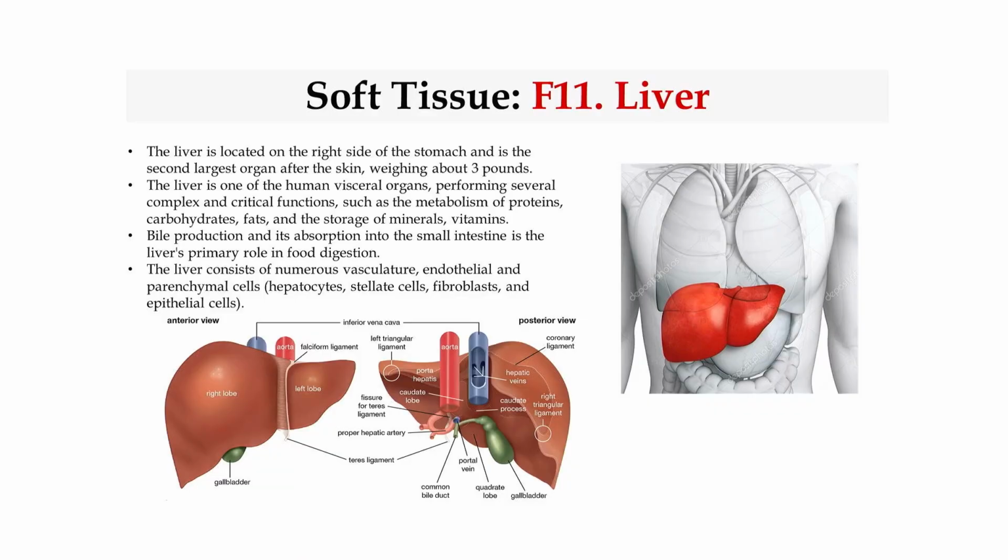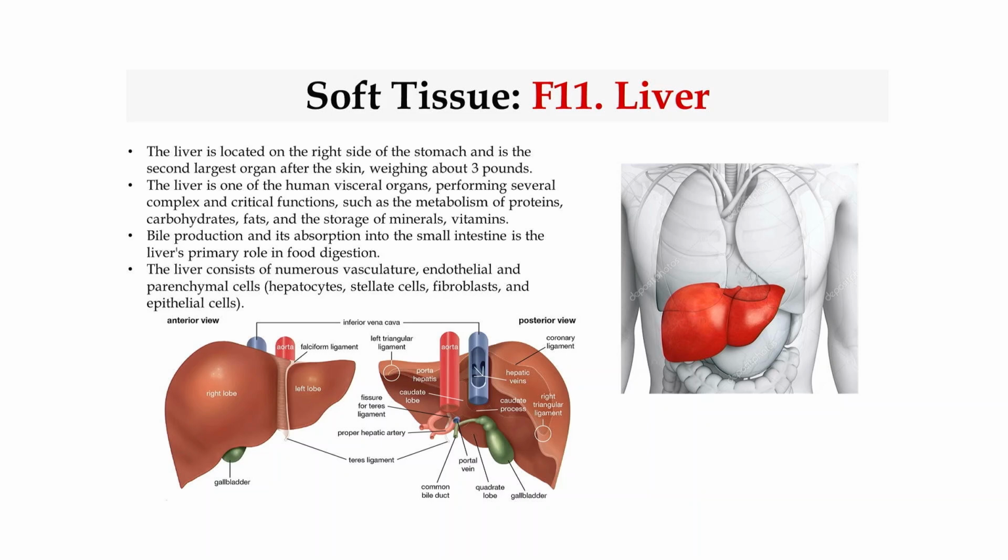Then you have quite a few elements here, such as the coronary ligament. You have the porta hepatis, caudate lobe, caudate process, right triangular ligament, fissure for teres ligament. Then the teres ligament is also something important which fixes the liver. Then you have the portal vein, common bile duct, quadrate lobe, gallbladder. The gallbladder is a small segment which is just at the bottom of the liver, right?